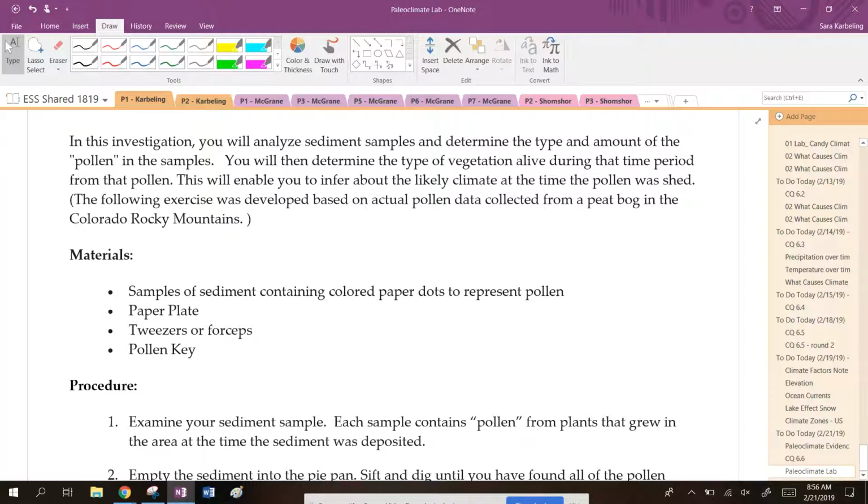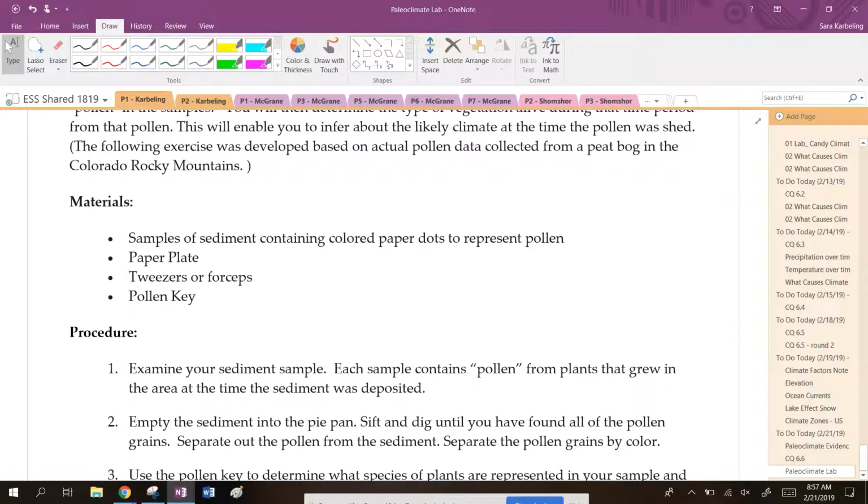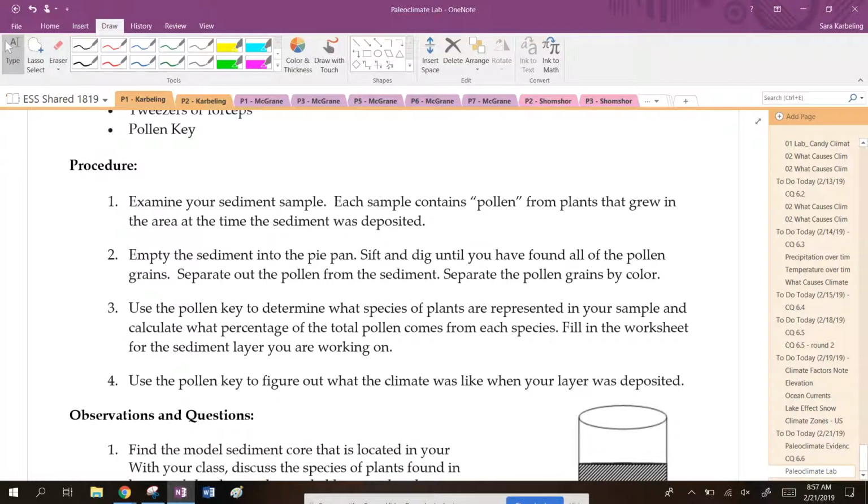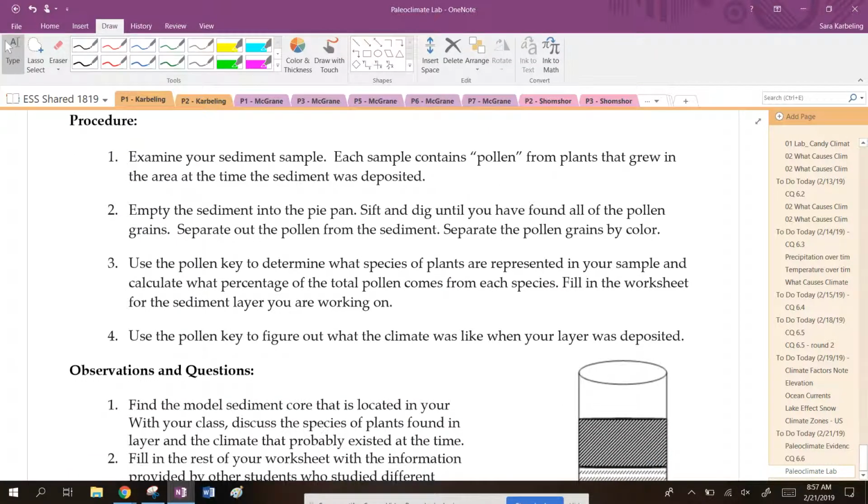There are little paper dots that are representing the pollen, but it's all based on what we know from the Rocky Mountains, okay? So you're going to get a sediment bag, a paper plate. I don't have tweezers, but you just kind of use your pencil to sift through things. And then I'm going to get you the pollen keys as well. When you are set up, you're going to examine your sediment sample. You'll dump it out onto the plate very carefully.